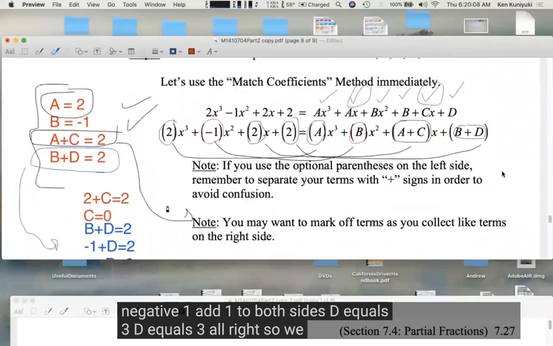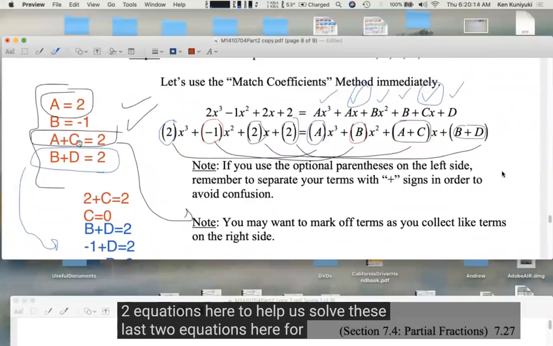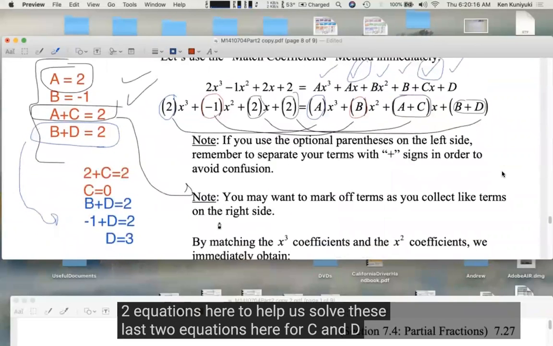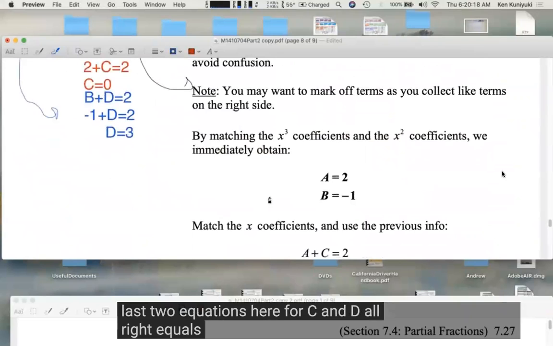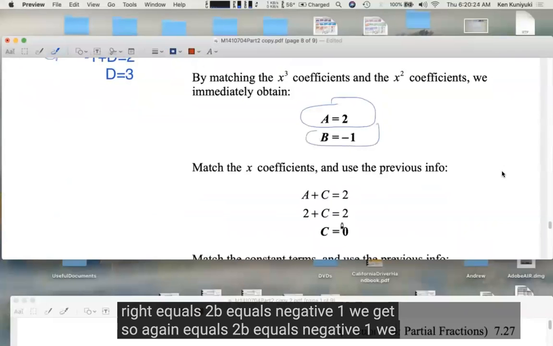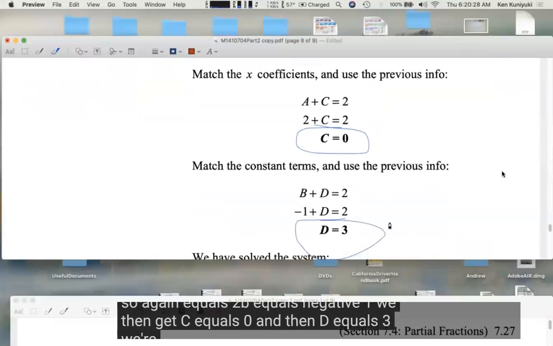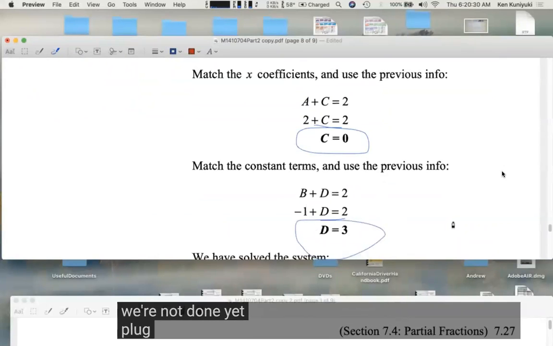All right. So we use the top 2 equations here to help us solve these last 2 equations for C and D. A equals 2, B equals -1, C equals 0, and D equals 3. We're not done yet. Plug in.